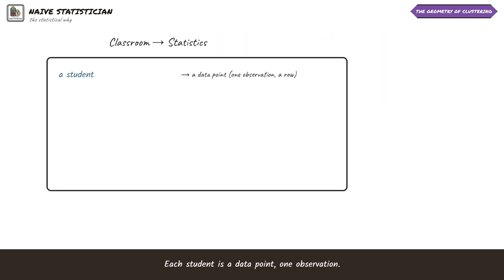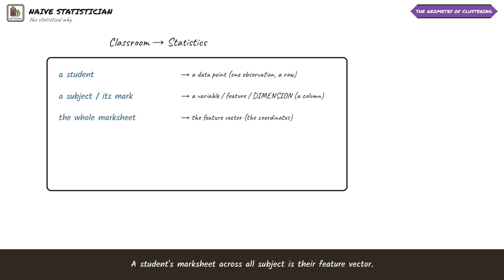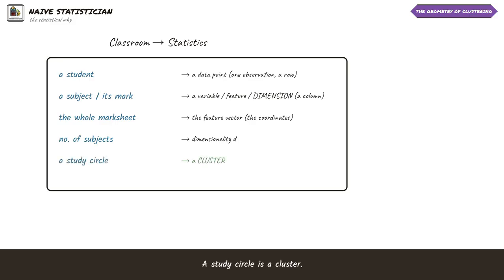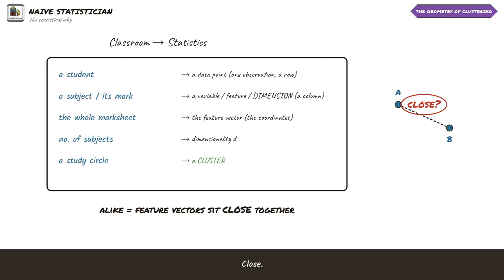Each student is a data point, one observation. Each subject is a variable, a feature, one dimension. A student's mark sheet across all subjects is their feature vector, their coordinates in space. A study circle is a cluster, and two students are alike when their feature vectors sit close together, which puts the entire video inside one word: close.